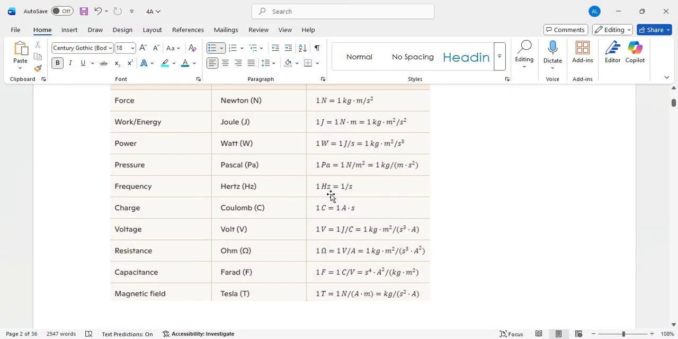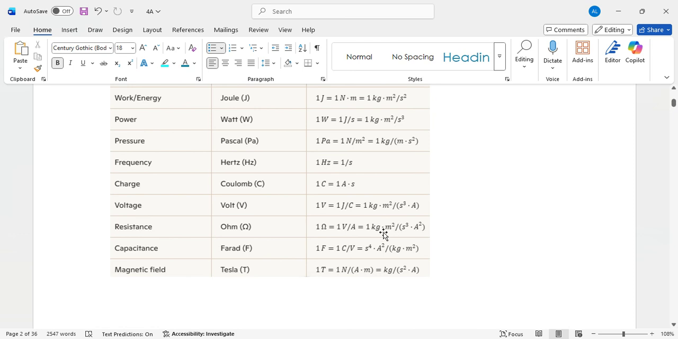Frequency is hertz, 1 hertz is equal to 1 per second. Charge is coulomb, so 1 C is equal to 1 ampere times second. Voltage is volt, 1 V equals 1 joule per coulomb, or equals 1 kg meter squared per second cubed per ampere. Resistance is ohm, so 1 ohm equals 1 volt per ampere.